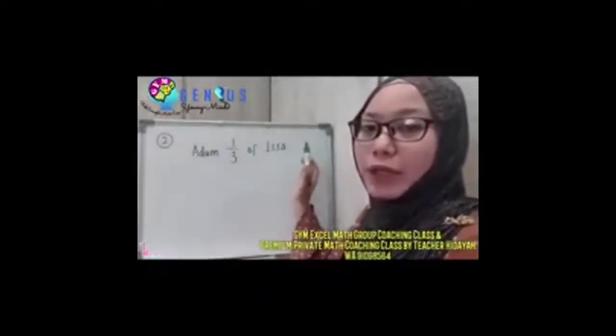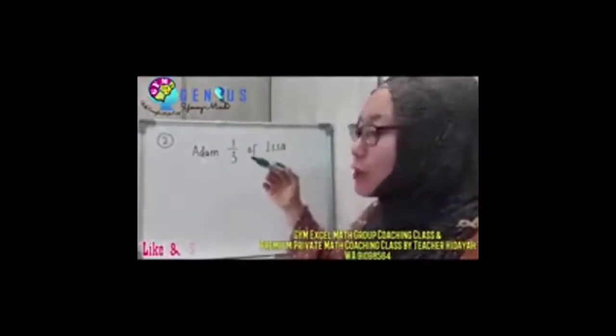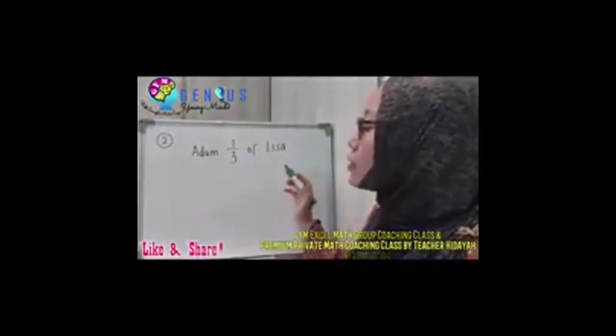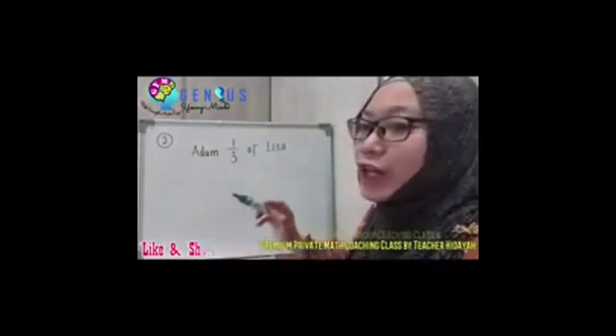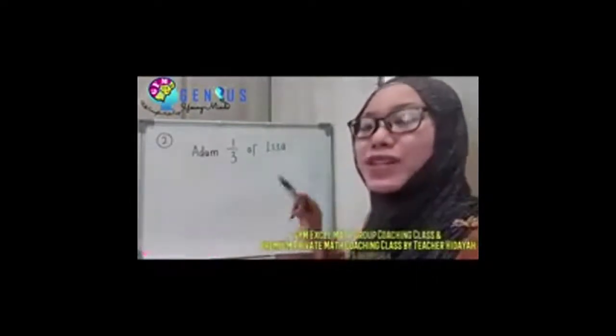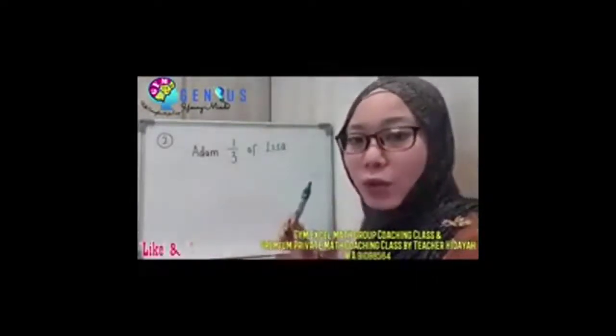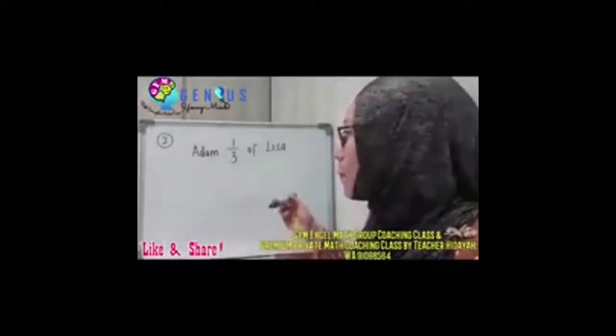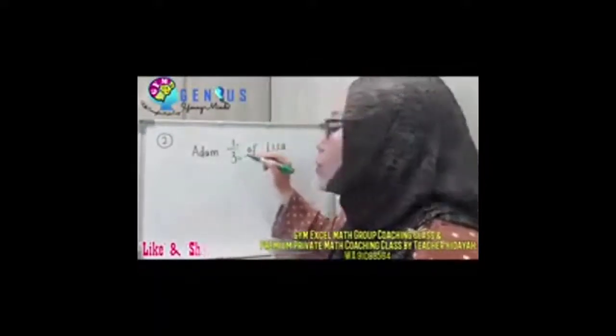Okay, this is tip number 2 for fractions. So we have Adam is 1/3 of Lisa. This is a very common statement in fraction sums or problem sums. So if you have this kind of question, you have to know that 1/3 is a fraction in its simplest form. So if it's a fraction in its simplest form, it is already in its units form. Which means this is 1 unit, this is 3 units.